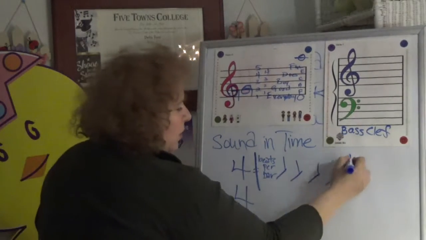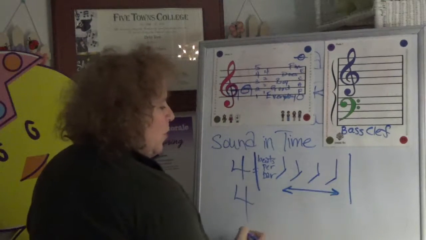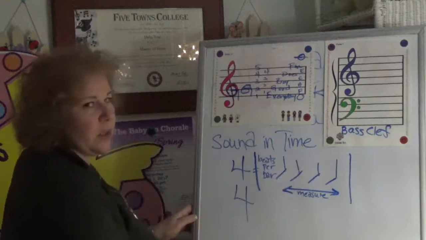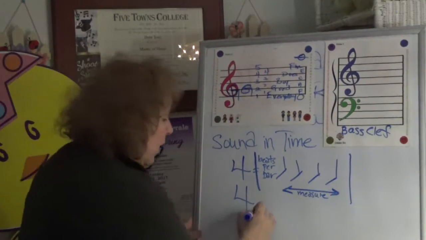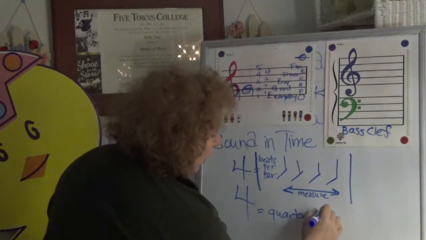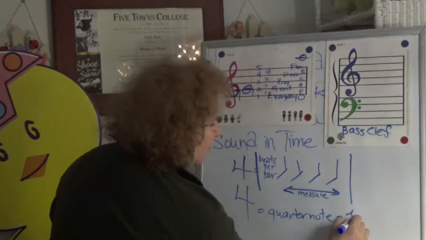That would be the lines. Here and here, those are bar lines. They make up a measure. Within that measure, 4 beats. 4 beats represented by a quarter note getting 1 count each. 1, 2, 3, 4. A quarter note equals 1.